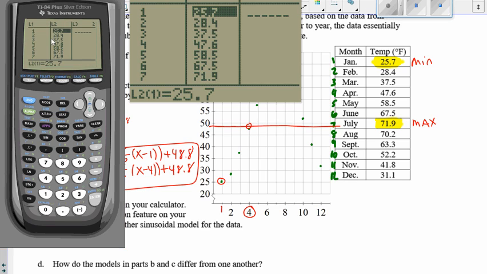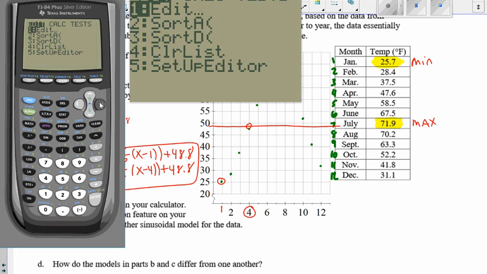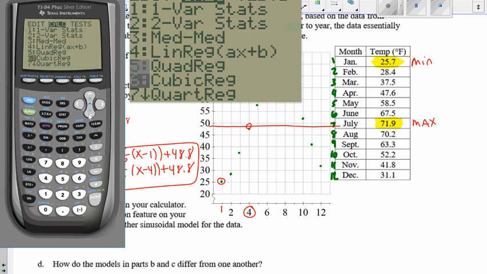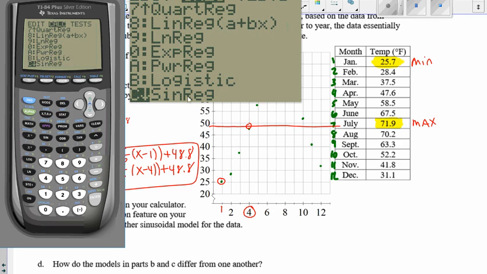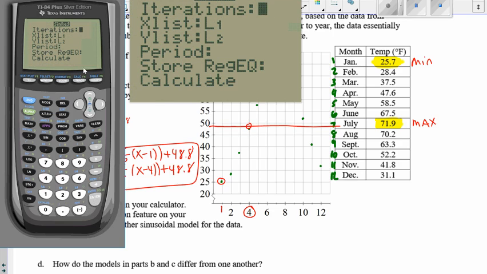So now I've plugged them into list 1 and list 2, and I always like to check over my values to make sure I didn't enter something incorrectly into the calculator. So after you do that, then remember to come up with the equations. You can go to Stat, and now we're calculating. And if you scroll down, you will see at the bottom, right here, you get sine regression. So that's what we're calculating. So I'm going to hit enter on that. So for iterations, I'm just going to leave it at 3.